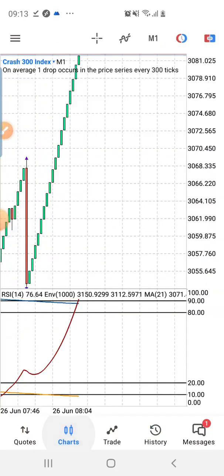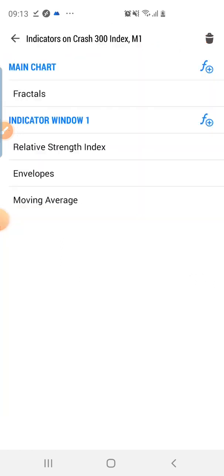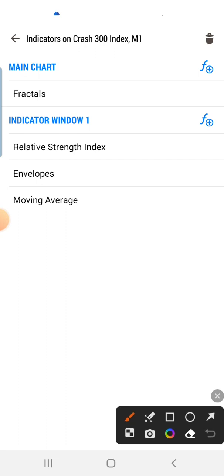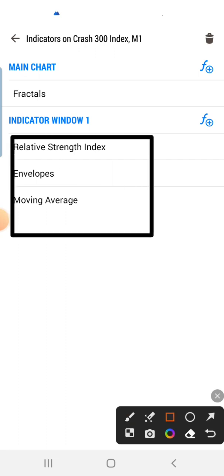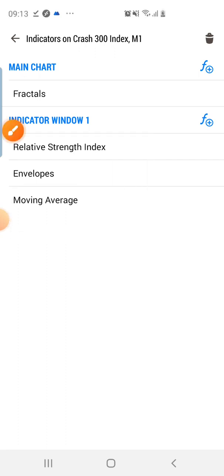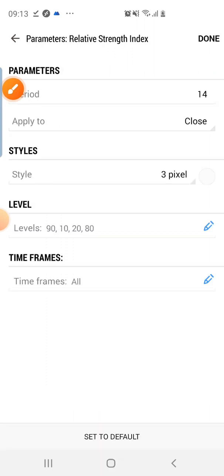So let's go back to the settings quickly. We go to these settings. If you look here, I'm only using this window one right here. I'm not using that fractal. Okay, it's for something else. All right, so if you look here, the setup is just simple, period 14 for RSI.